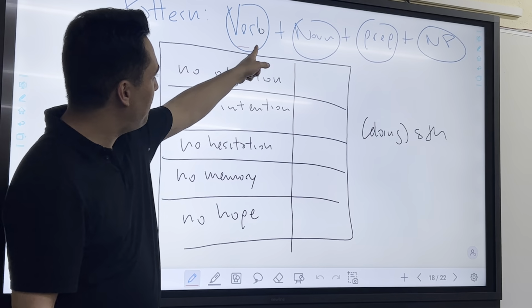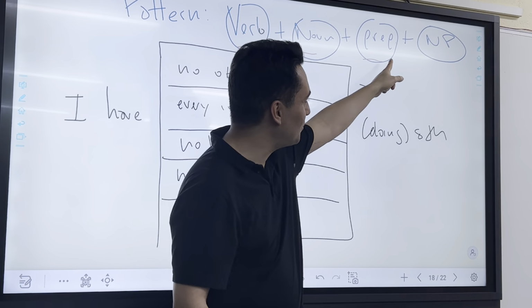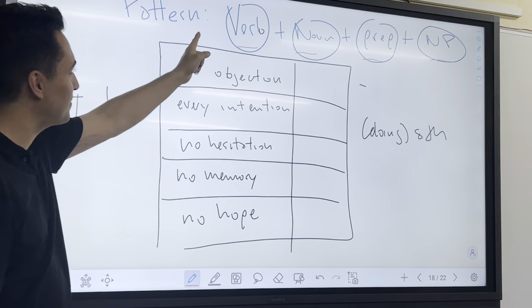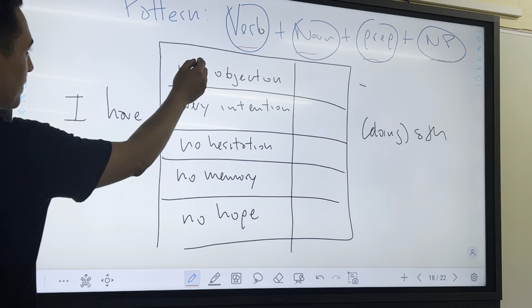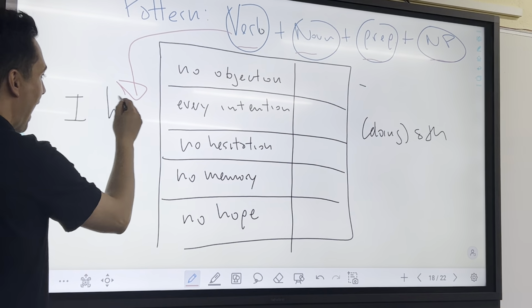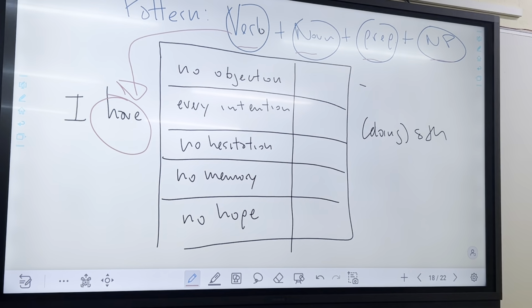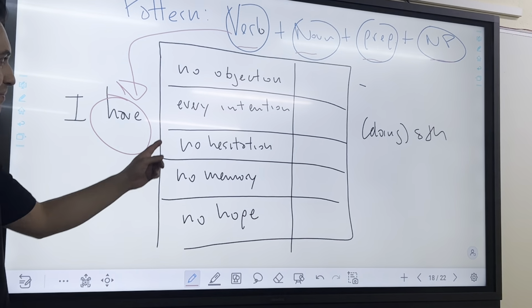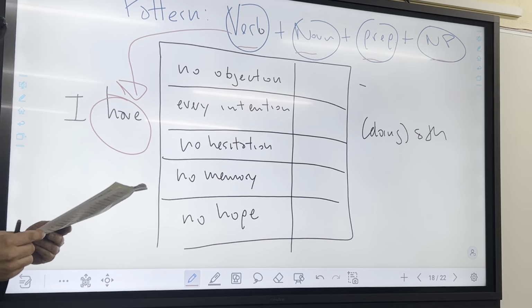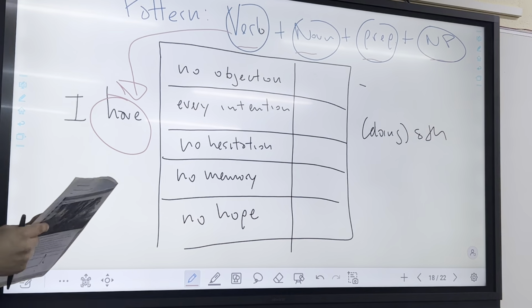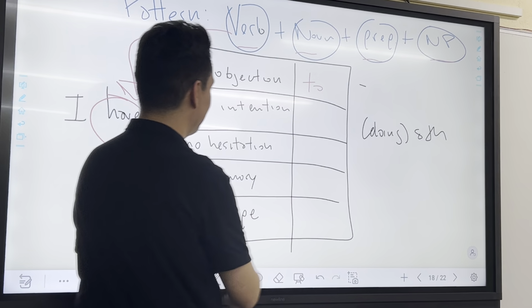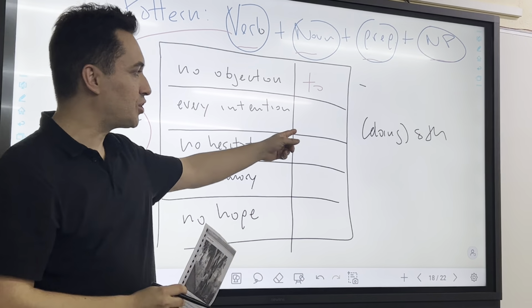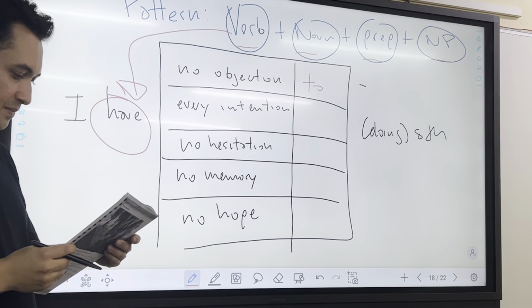Pattern: verb, noun, preposition, noun phrase. I repeat. Verb, noun, preposition, noun phrase. Okay, what is the verb? The verb is have. I have no objection to doing that. You know, I have every intention in doing that.